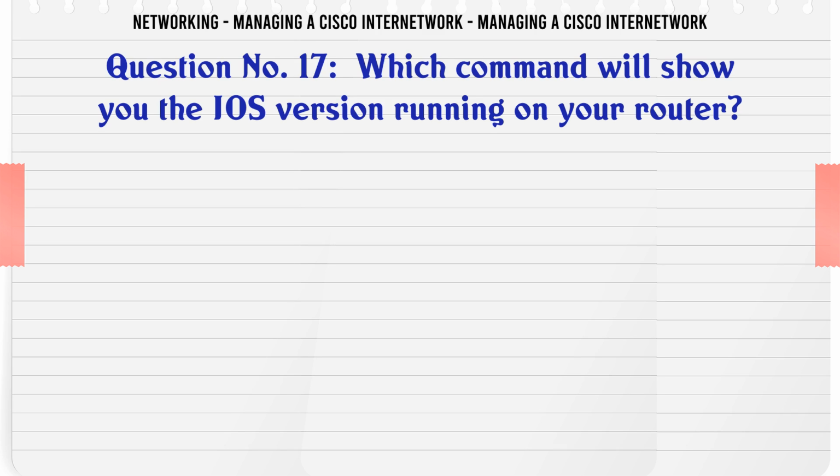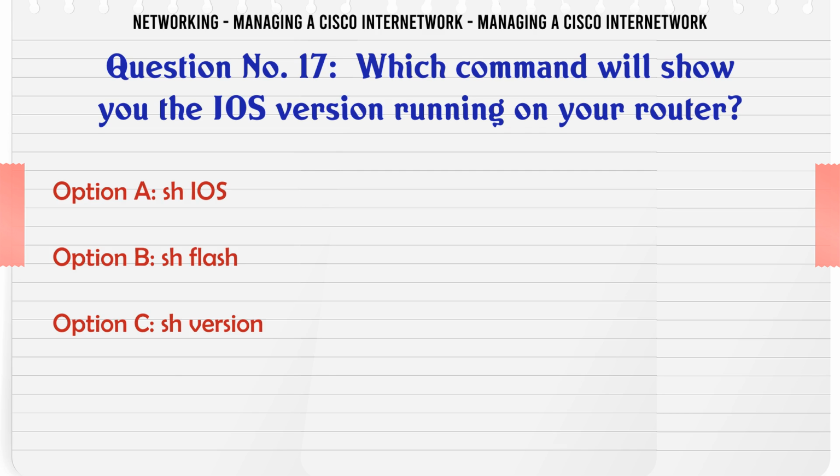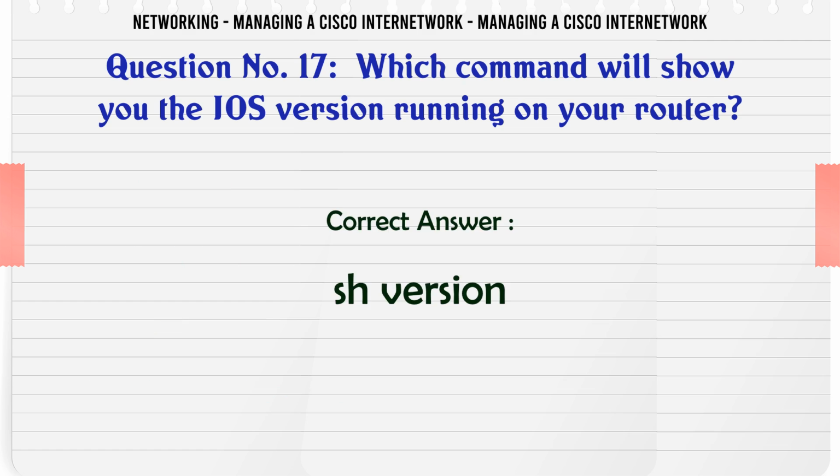Which command will show you the iOS version running on your router? A. show iOS. B. show flash. C. show version. D. show running-config. The correct answer is show version.